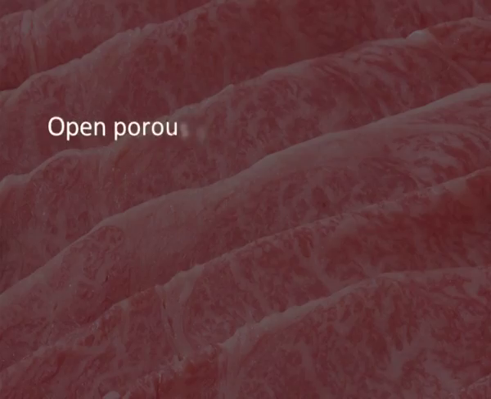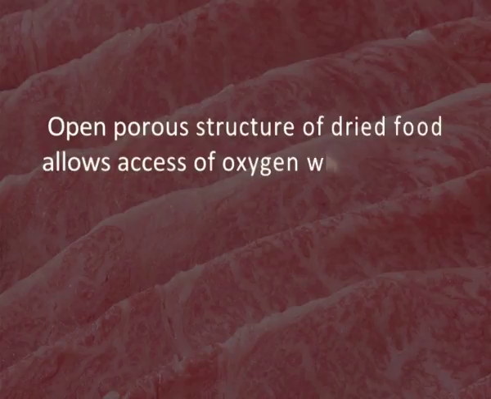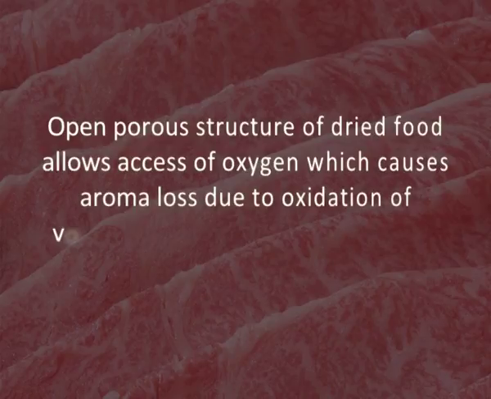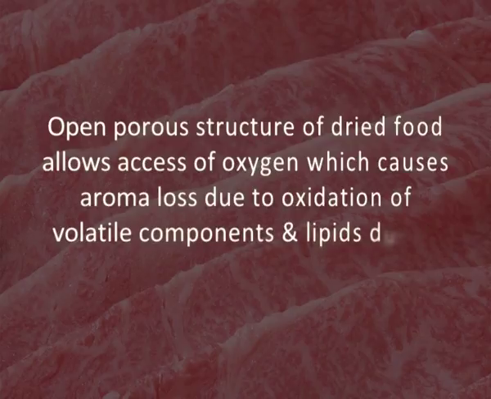Undesirable alterations may occur in dried meat when there is a high percentage of fatty tissue in the raw meat. Open porous structure of dried food allows excess of oxygen, which causes aroma loss due to oxidation of volatile components and lipids during storage. The rather high temperatures during meat drying and storage cause intensive oxidation, rancidity of the fat and an unpleasant rancid flavor, which strongly influences the palatability of the product.